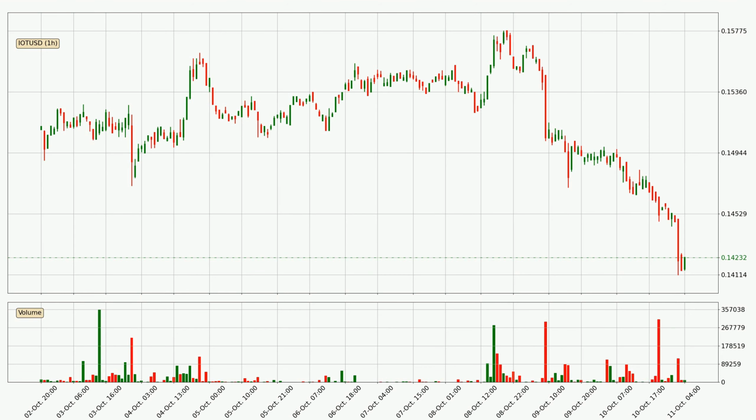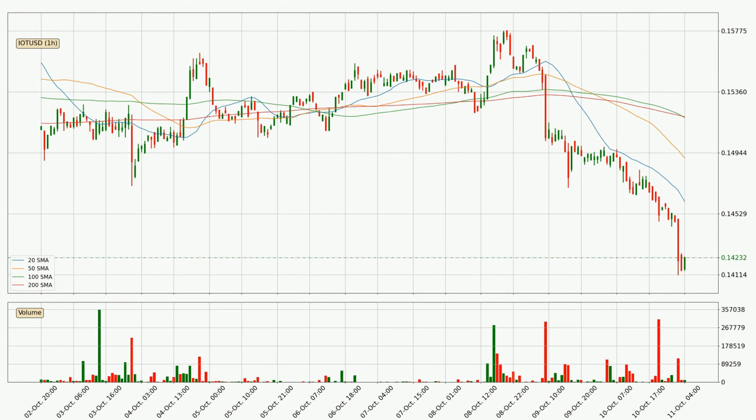Looking at the IOTA hourly time frame, the price moved quickly to the downside with around 4.4% in the last 24 hours, with a current price of 14.2 cents. The volume was also high, showing that this move was strong and the sellers are taking over.